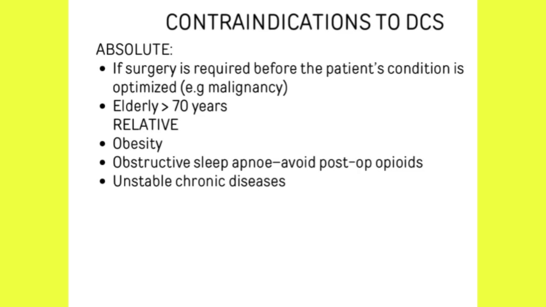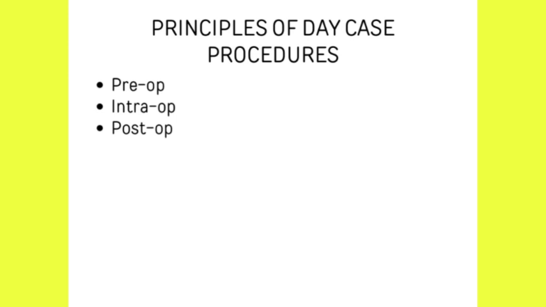Then elderly patients more than 70 years, we should not book such a patient for day case procedures. Relative contraindications are a patient that is obese, or a patient that has obstructive sleep apnea. You must avoid opioids, as we said before. Then unstable chronic diseases, you should not book such a patient for day case procedures.